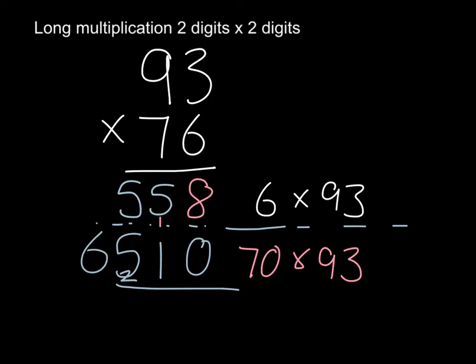I've taken it apart, so I've got 6 and 70. And now I've got to put it back together, so I've got to add them all up. So I've got 8 add 0 is 8. 5 add 1 is 6. 5 add 5 is 10. 0, carry the 1. And 6 add 1 is 7. So my answer is 7,068.